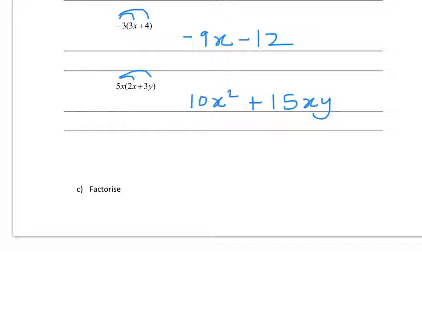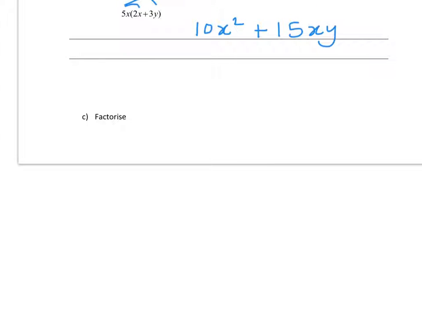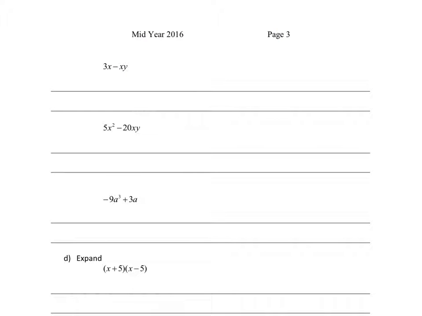So, the last part of this, we'll go to the next page. Oops. Part C here is factorising. So factorising is the opposite of expanding. We want to make a factor or a bracket here.